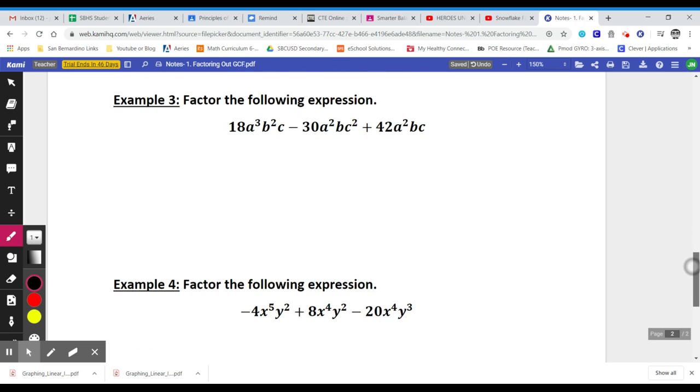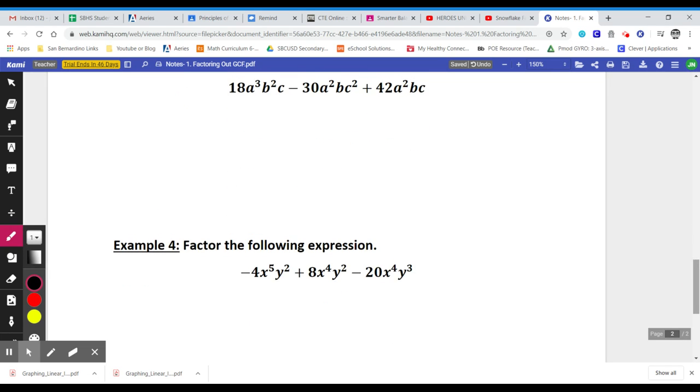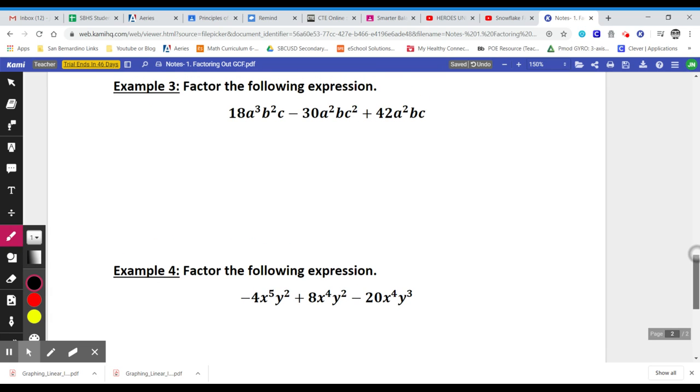Hopefully it's not as hard. We're going to be doing 2 more examples and then we'll call it a day. And then hopefully you'll have enough to do your assignment. Okay, so example number 3.